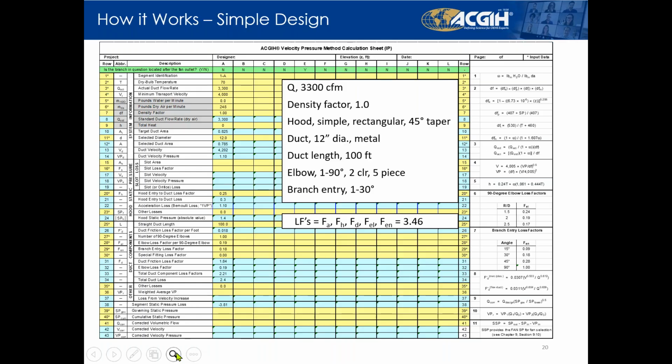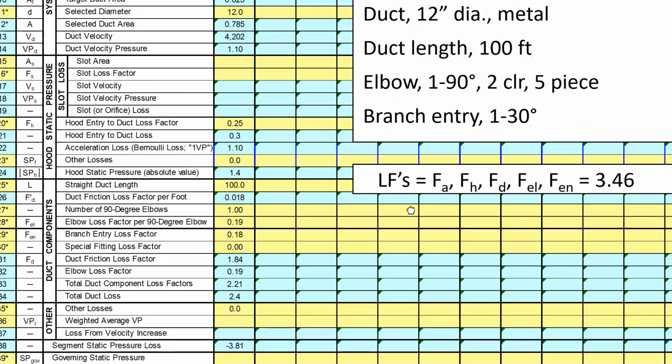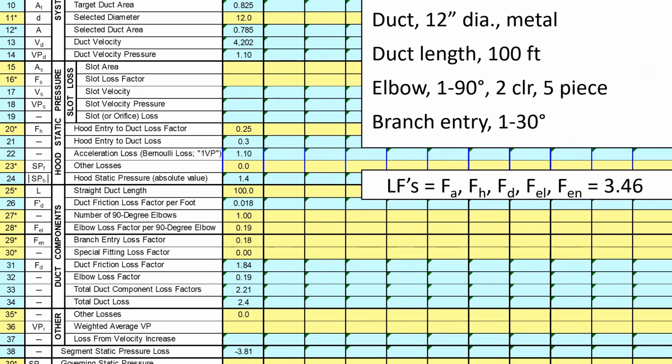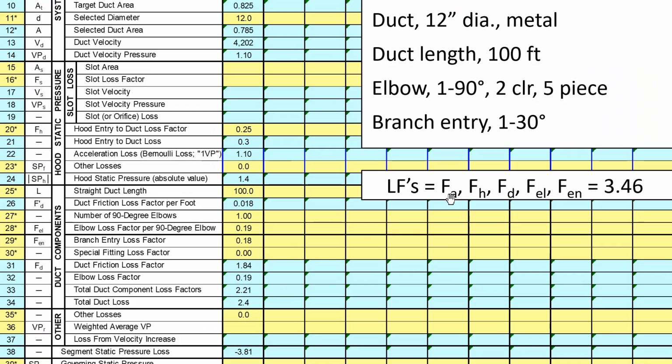So let's look at what our loss factors are in this case. First of all, F sub A we said is always 1.0. For this particular hood, over here in our calculation sheet, we find that F sub H we've entered is 0.25. F sub D, we find on our calculation sheet is 1.84. That's this guy right here. F sub L, which is our elbow loss factor, is 0.19. It's this guy right here. F sub N, which is our entry loss, is this guy right here.